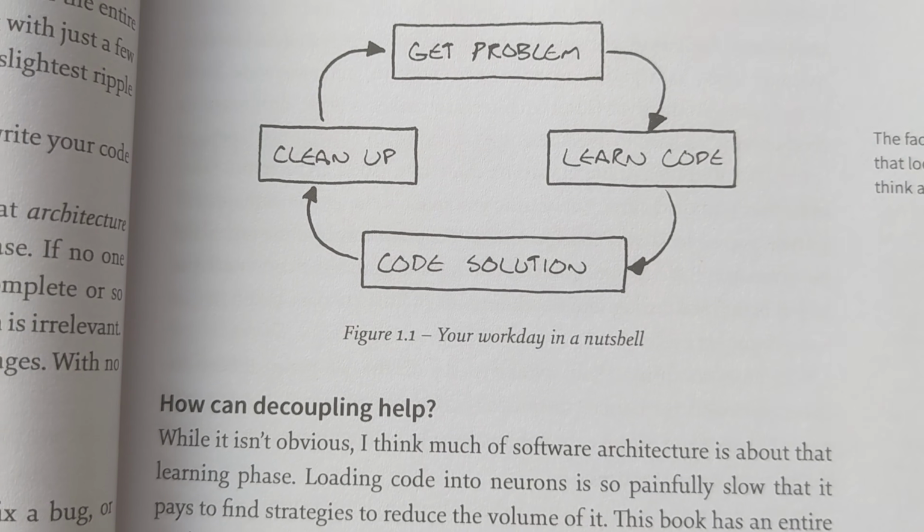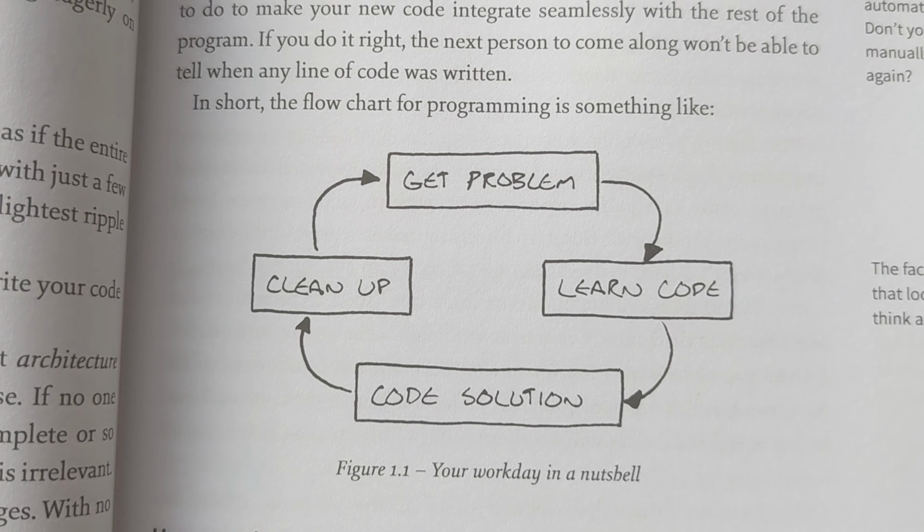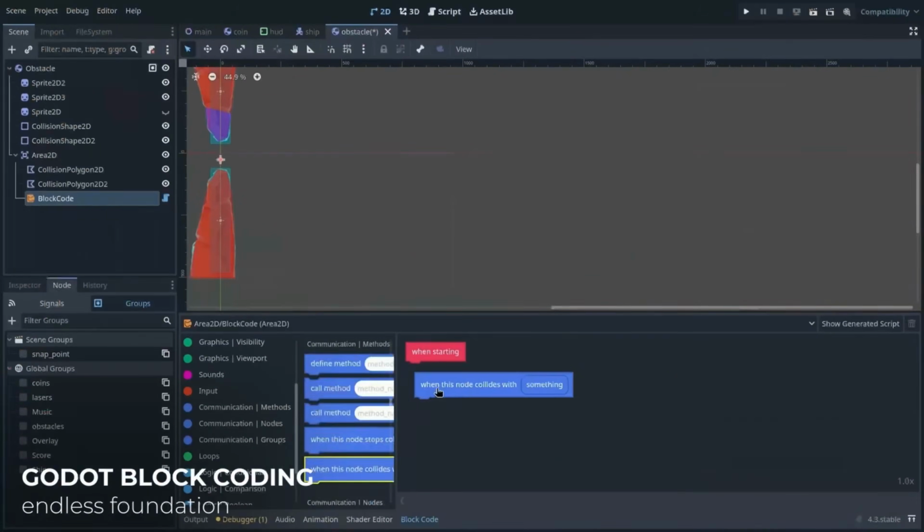And now, without further ado, let's see how we can use the state pattern to create a finite state machine in Godot.